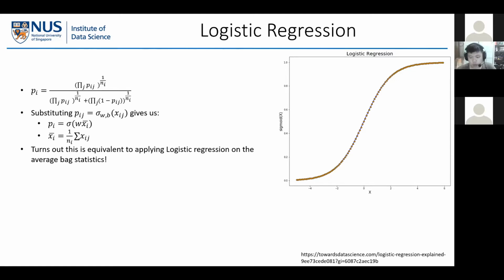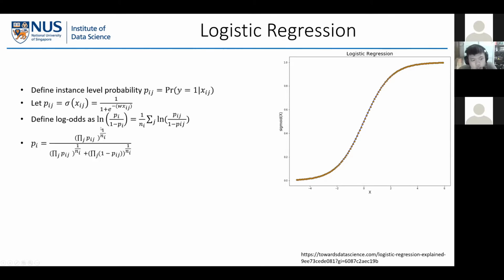If you remember our previous approach with the bag statistics, when we are given a bag, we just average the features of all the instances. If we do that and train a logistic regression, it is equivalent to defining a logistic regression for instance-based methods, in which we assume that the log of the ratio of the probability of the bag equals the average of the log of the ratio of the probability on the instance level.